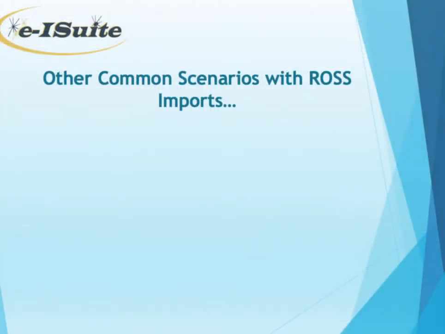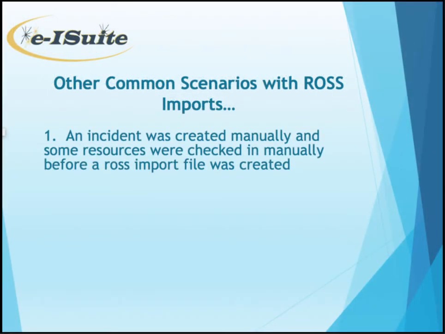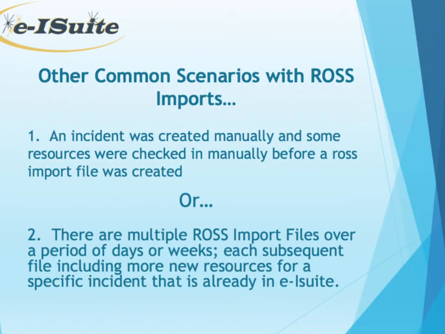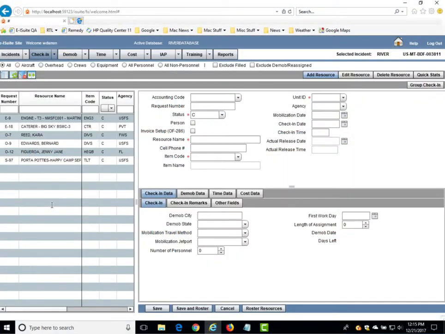Next, we will look at another common scenario with ROS imports, where either one, an incident was created manually and some resources were checked in manually before a ROS import file was downloaded, or two, there are multiple ROS import files over a period of days or weeks, each subsequent file including more new resources for a specific incident that is already in eIsuite. In this demo, the River incident was created manually and a few resources were manually checked in. Then a ROS import file was downloaded.